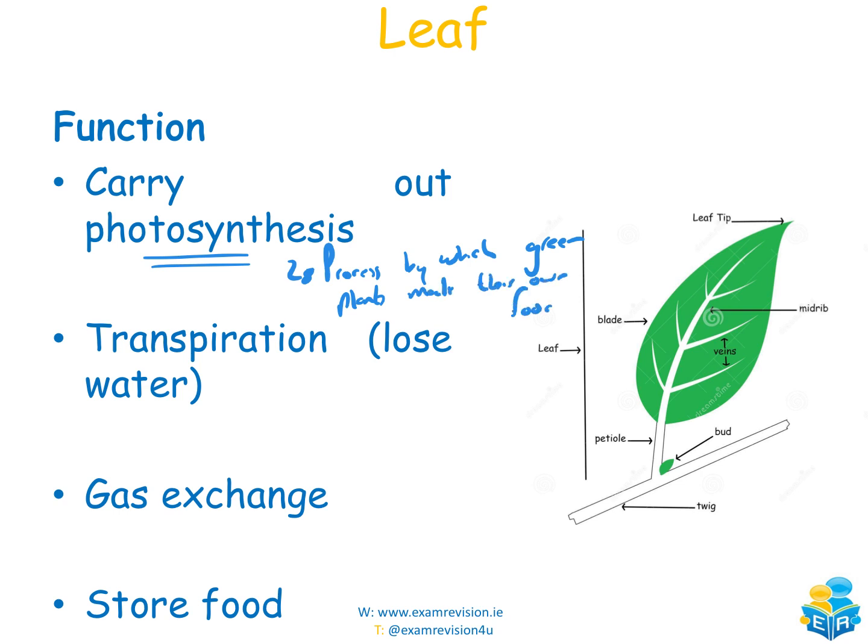Okay, so leaves are responsible for food production. They're also responsible for transpiration, so this is where water is lost out of the leaves. They're responsible also for gas exchange. Okay, so carbon dioxide is taken in, oxygen is released. We then in turn can breathe in that oxygen. And again, just like the root, just like the stem, they can also be responsible for storing some food.